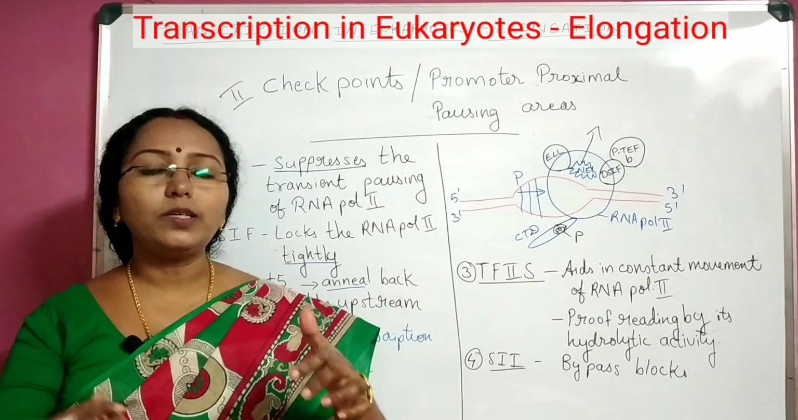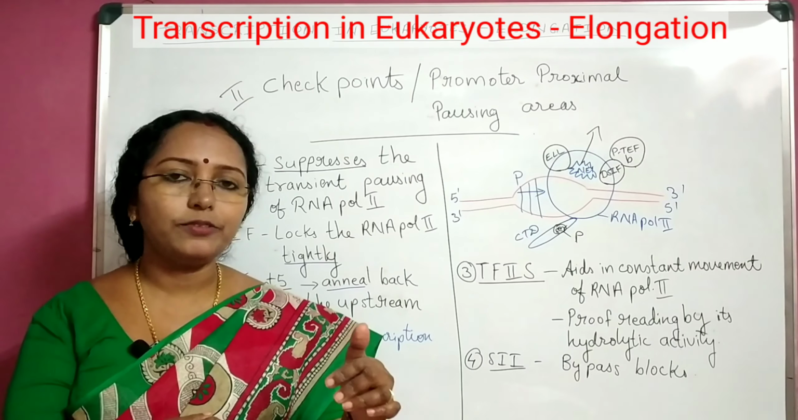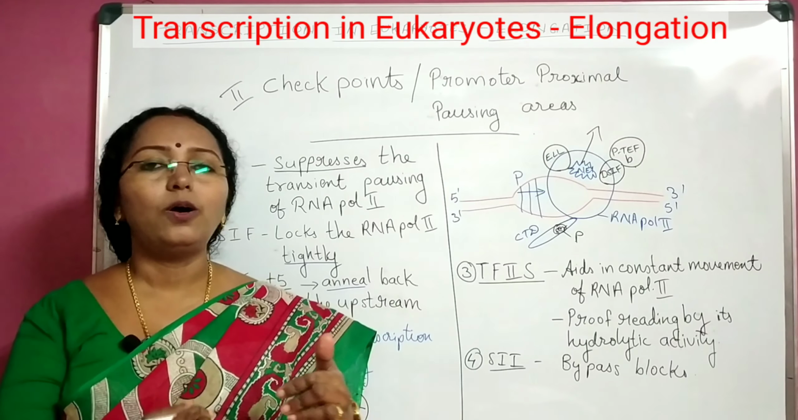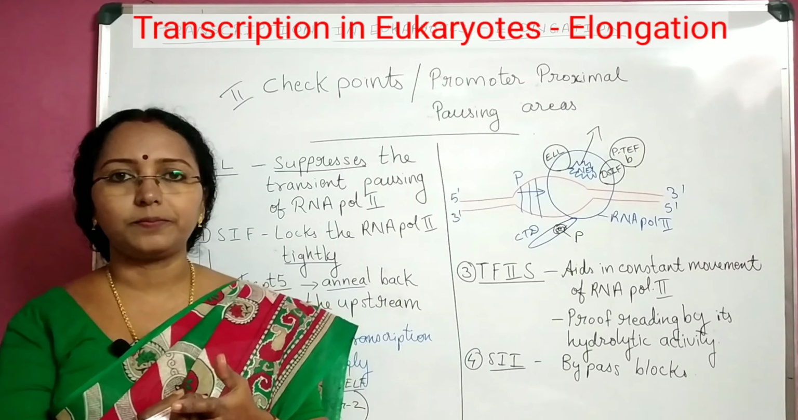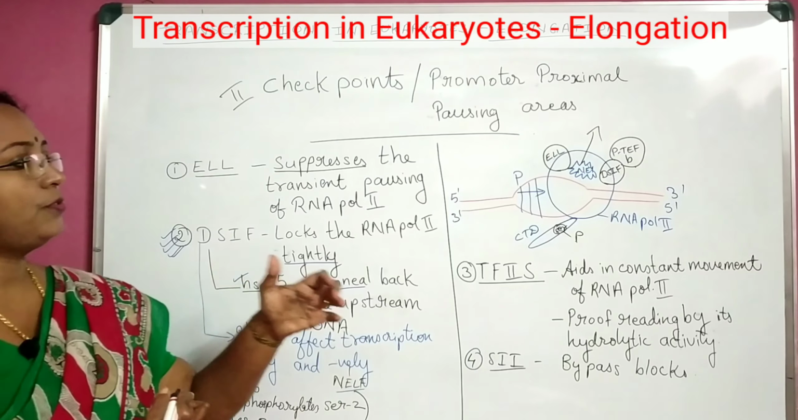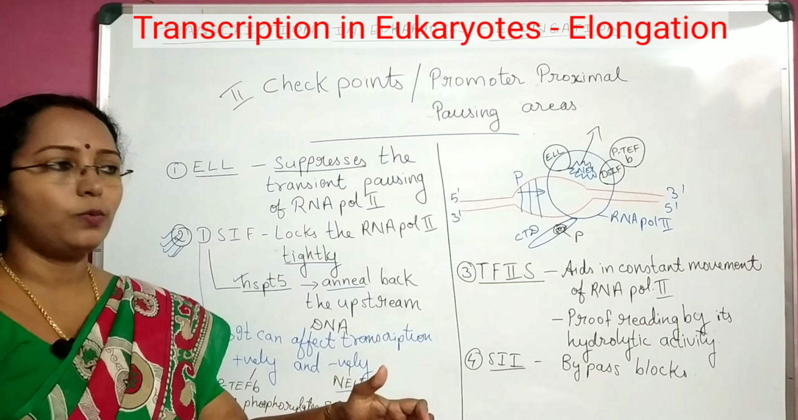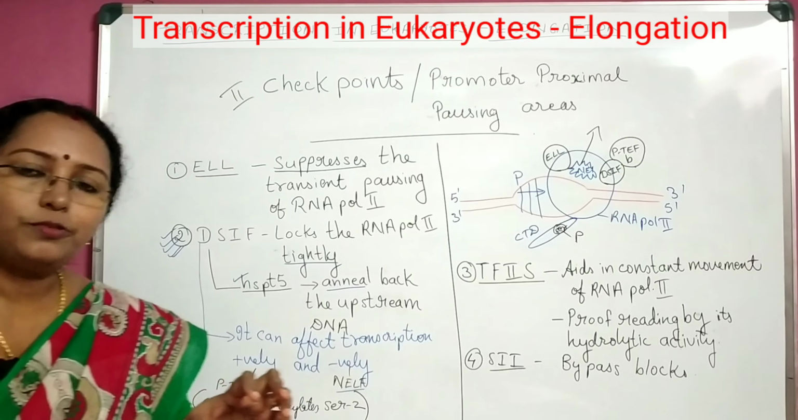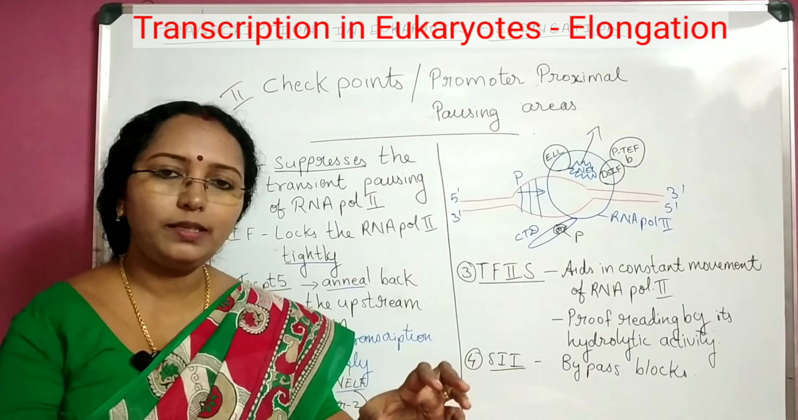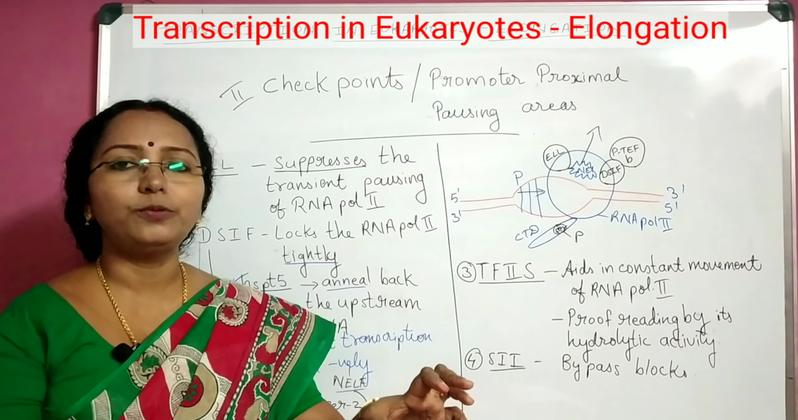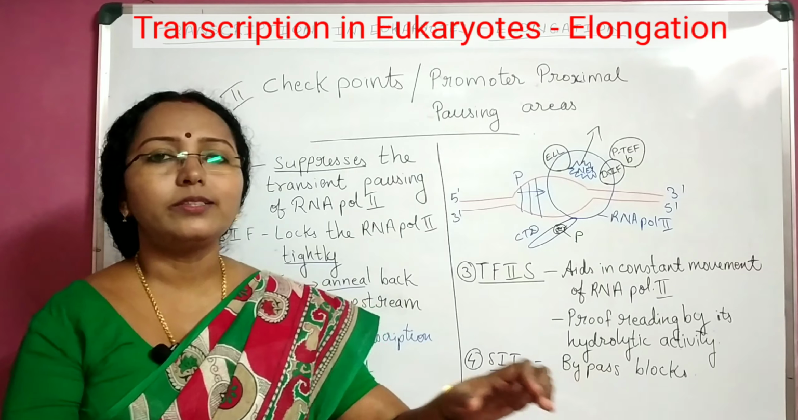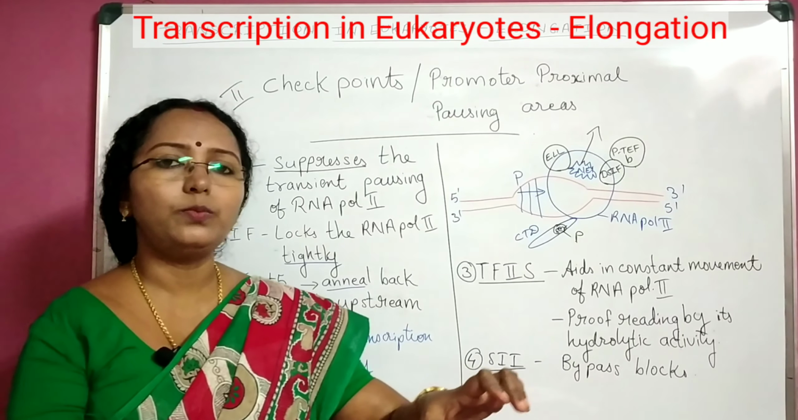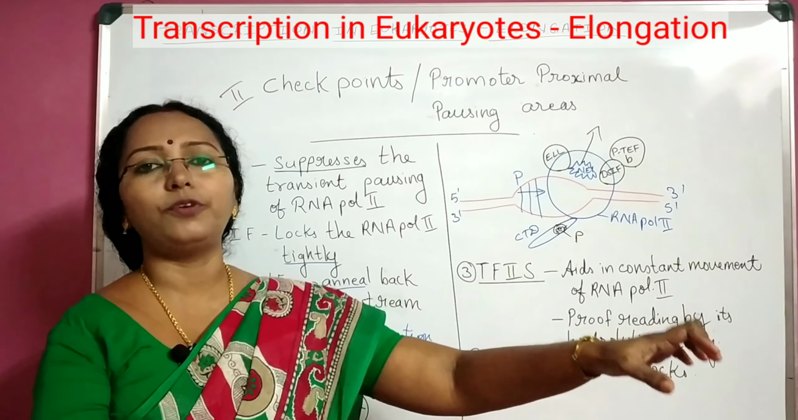So which molecule is coming and attaching to DSIF? Accordingly, there will be a negative or a positive regulation. Okay, now it is moving forward, slowly it is moving forward, but then the speed with which it is moving forward is not constant. At some areas, it will again stop for a few minutes and only then it will move forward. So there should be a constant speed with which this RNA polymerase is moving forward.